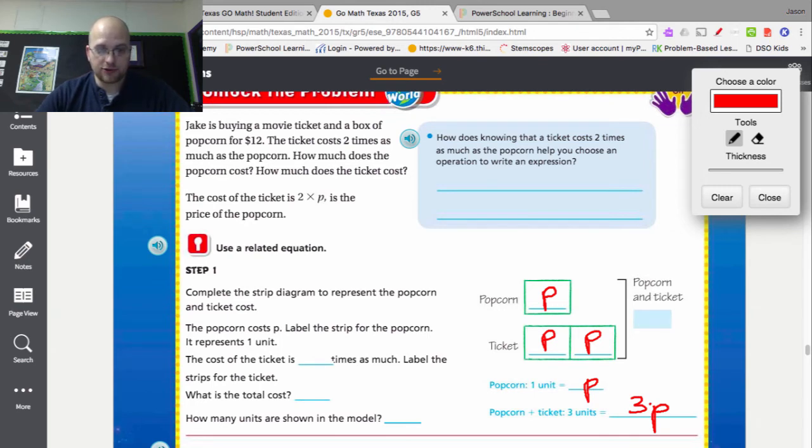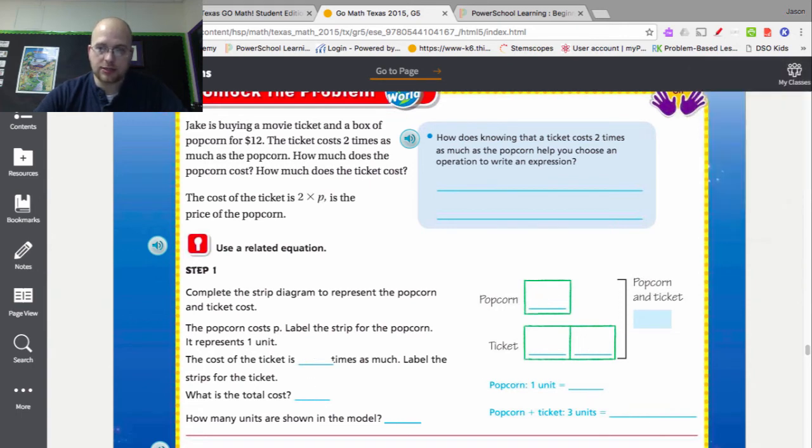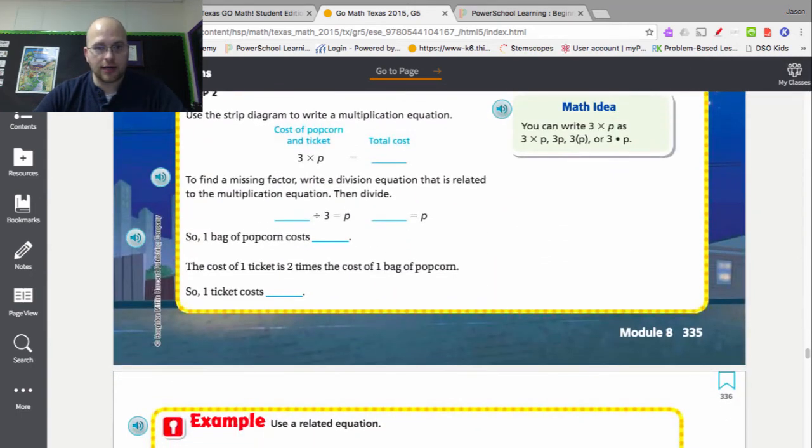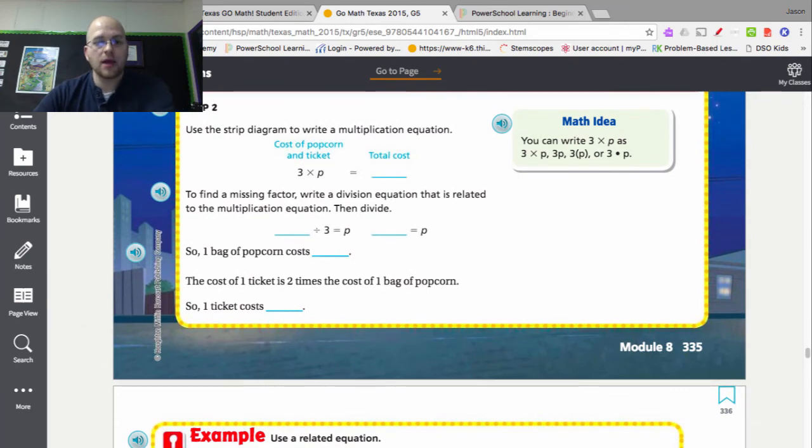Popcorn costs P. Label the strip P for popcorn. It represents 1 unit. The cost of the ticket is 2 times as much. Label the strips for the ticket. So there's P and P. Total cost is 3P. How many units are in the model? There are 3 units in the model. Okay? Everybody understands all of that. There's 1, 2, 3 popcorns. Now, let's clear this, close this, and scroll down a little bit so we can solve the problem.